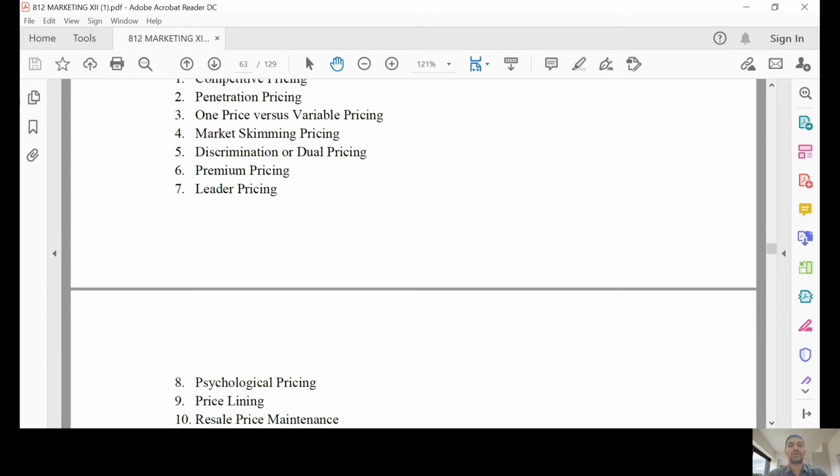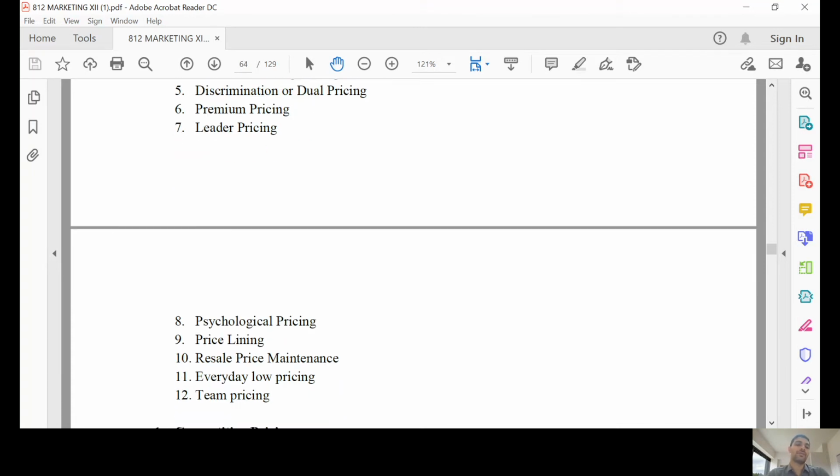Next one, discrimination or dual pricing. Dual pricing means two prices for two different sets of customers. In Thailand, if you are visiting a zoo, for citizens one rate, for foreigners a different rate. That's dual pricing. It's a controversial issue. And premium pricing also you can find, we can make out from the name itself. Luxury products are always sold at a premium price.